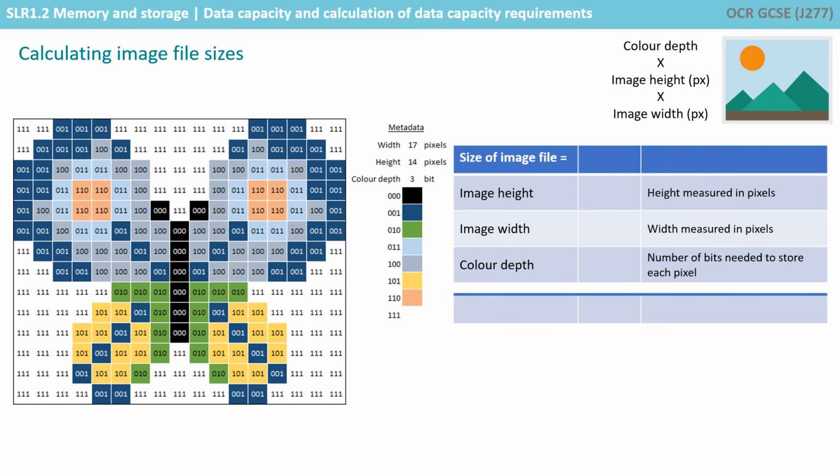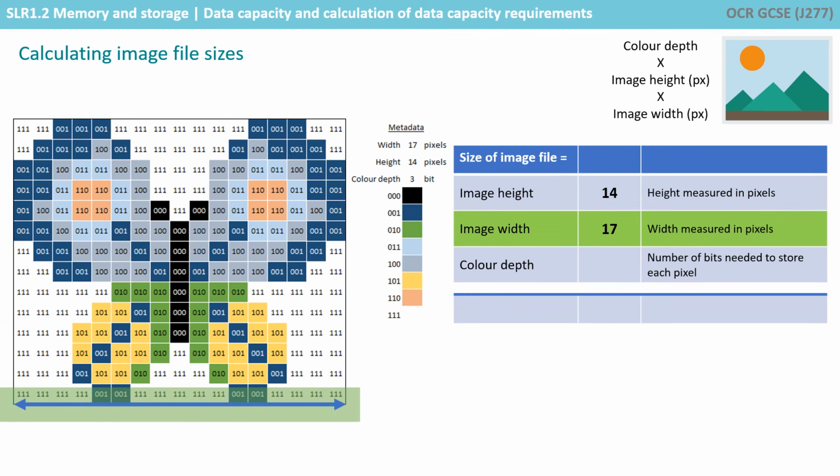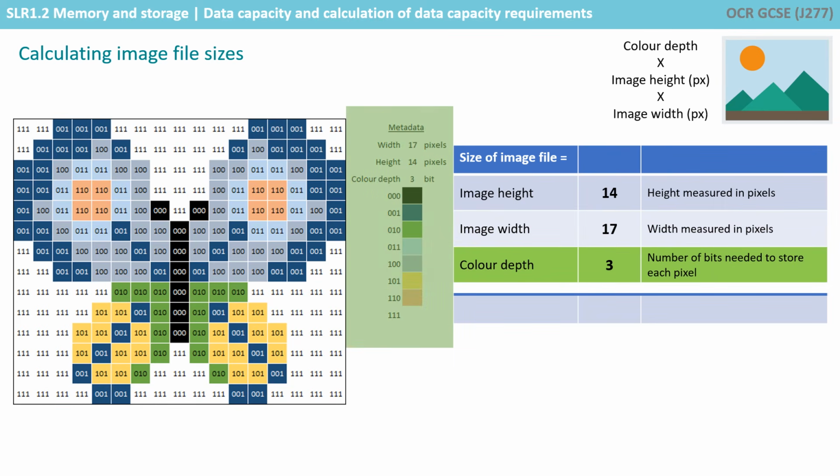Finally, image files. The first thing we need to do is work out the height of the image in pixels. Well, that's 14 here. We then need the width of the image in pixels. Well, that's 17. And then in a similar way to sound files, we need to know how much storage each of those pixels has taken up when being stored. And that's based on what's known as the colour depth, the number of bits needed to store each pixel.